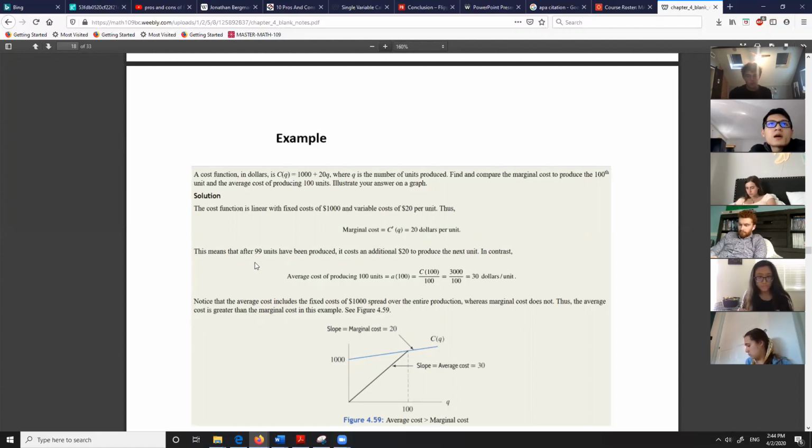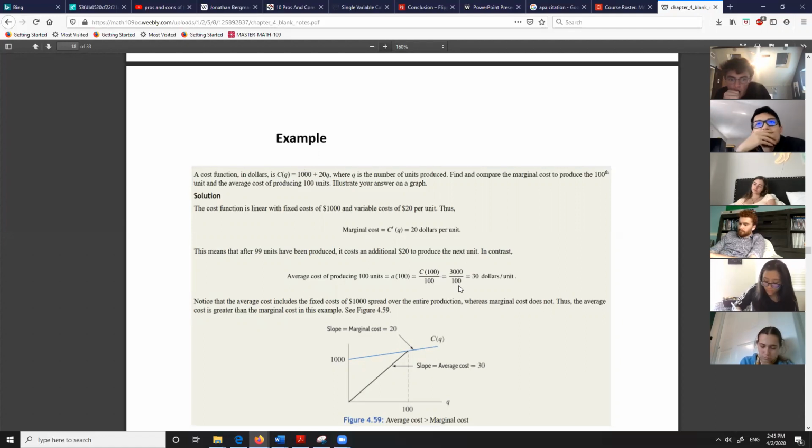So it means that after 99 units have been produced, it costs an additional $20 to produce the next unit. And then to find the average cost, A of 100, that's equal to C of 100 divided by 100. C of 100 is the total cost of 100 items, and the total cost function is right here. You substitute 100 for Q, get 3,000 divided by 100, and that should be $30 per unit.